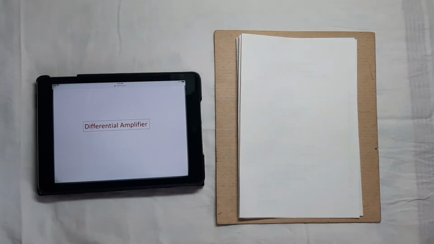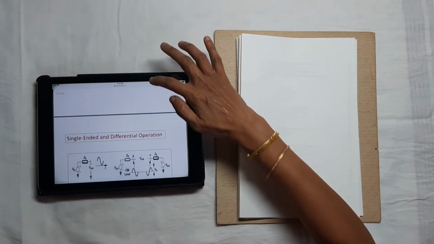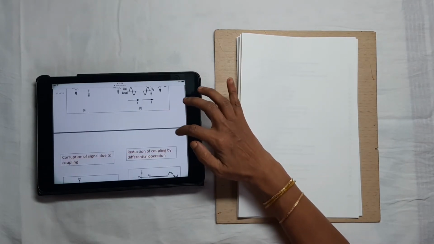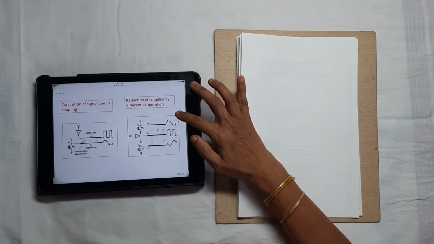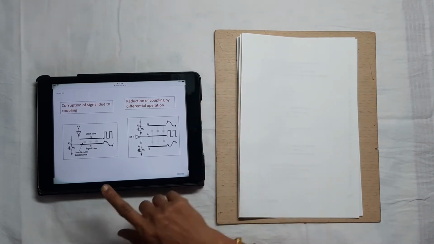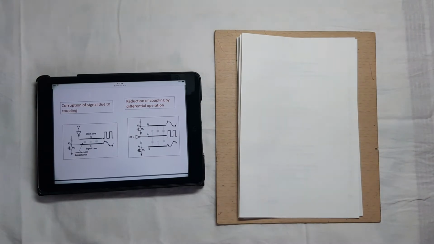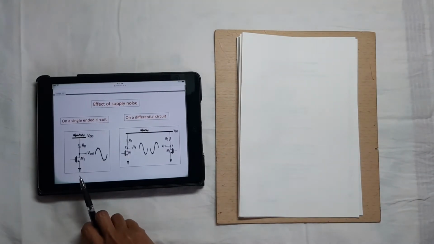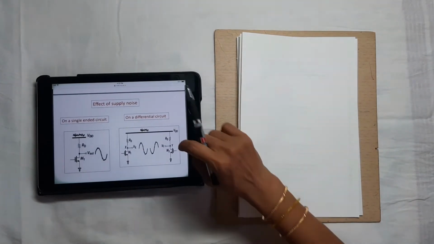In the last session, we have seen the differential amplifier. What is the difference between single-ended and differential operation? Then the corruption of the signal due to coupling when it is single-ended and when it is differential operation. And as well as we have seen what is the effect of supply noise on the single-ended circuit and on the differential circuit.